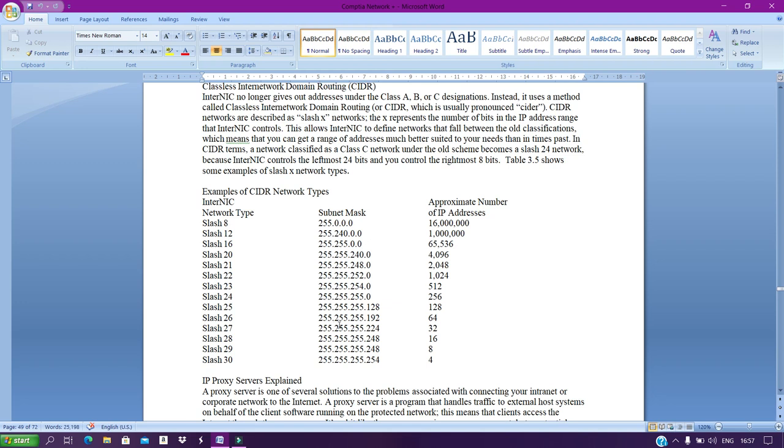/26, 255.255.255.192, 64. /27, 255.255.255.224, 32. /28, 255.255.255.240, 16. /29, 255.255.255.248, 8. /30, 255.255.255.252, 4.